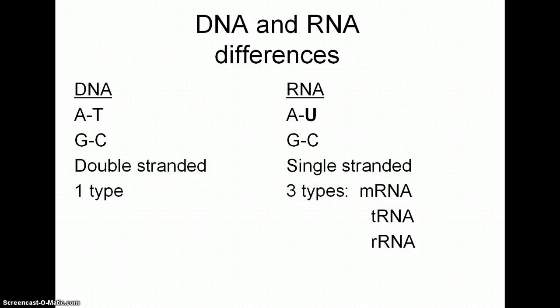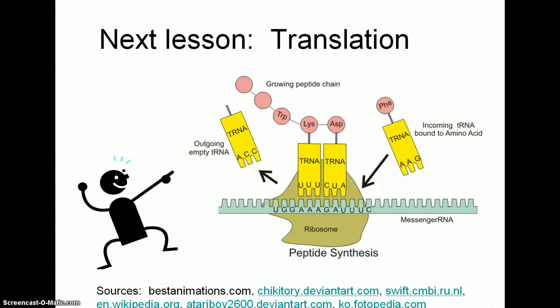The type of RNA we haven't talked about yet, transfer RNA, is used next in the process called translation, which is the assembling of amino acids into proteins.